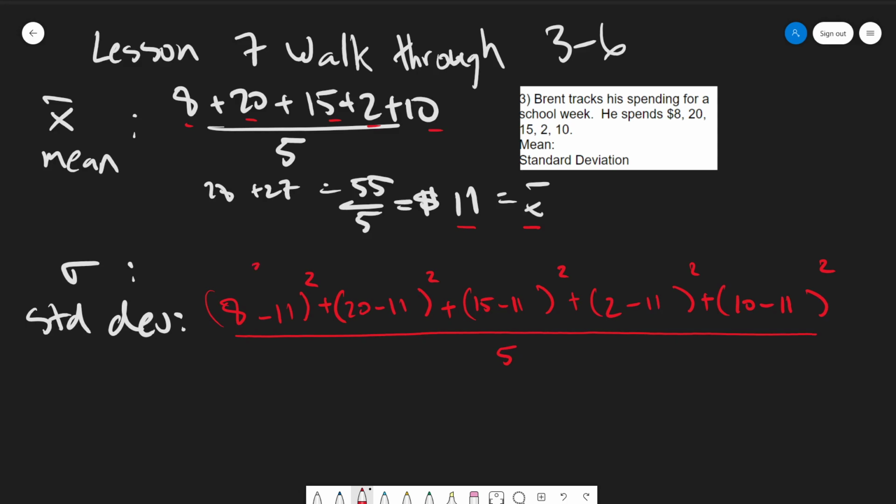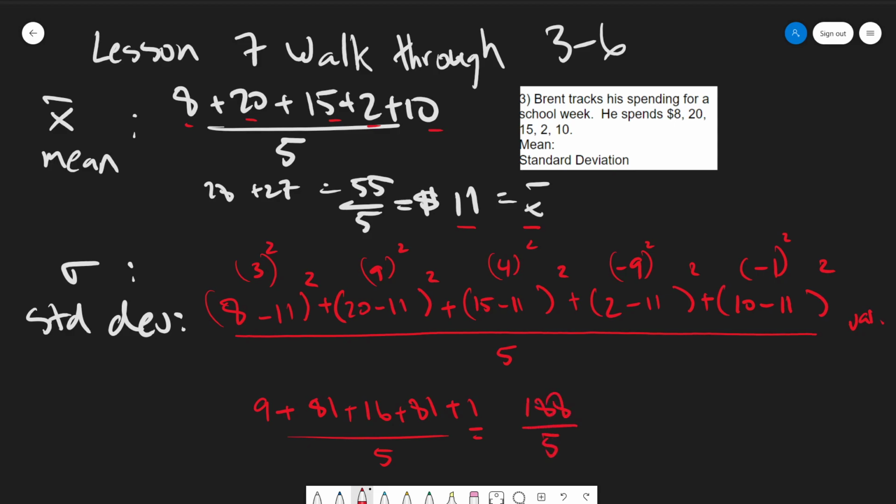So this is going to give us a negative 3, 9, 4, negative 9, negative 1. So let's just square those out. And that's going to give me 9 plus 81 plus 16 plus 81 plus 1, still divided by 5. And remember, this is going to give us our variance. So what's that? 162 plus 25, 187, 188 over 5. If my mental math's wrong, please fix it.